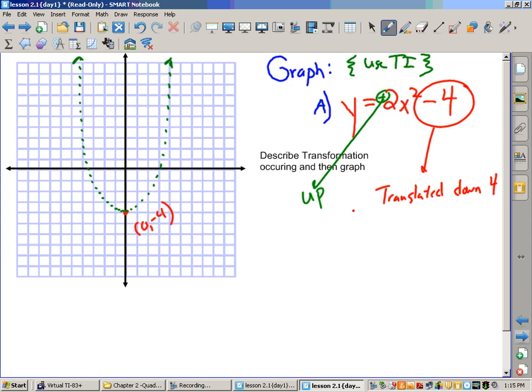And then the last part is, what does this 2 do to the function, Tim? How is it affecting this graph? It stretches it vertically by a factor of 2. Okay, and vertically, I can't remember if it's stretch or compression. Well, if it's bigger than 1, it's a stretch.